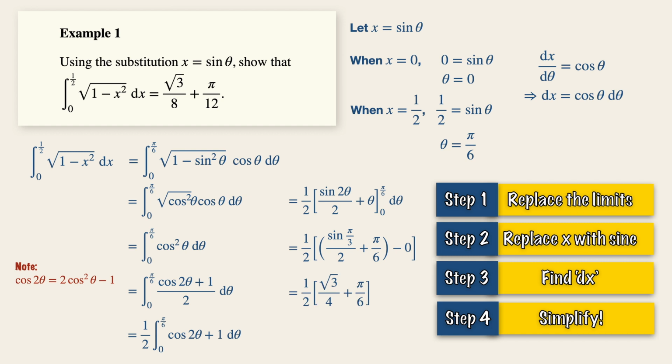And don't forget to answer the question. Look over here that the denominator is 8. So we can bring in the half to give us square root 3 over 8 plus pi over 12. Don't forget to answer the question by writing the word shown.